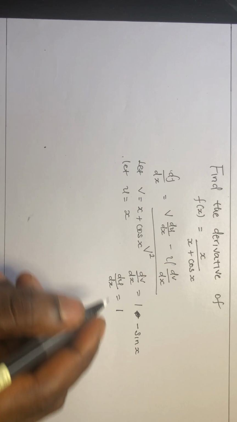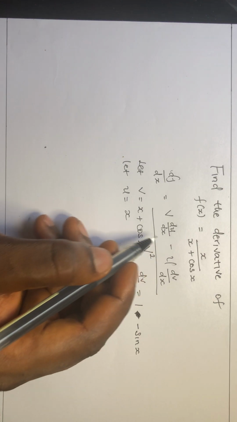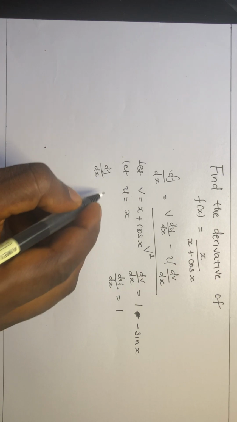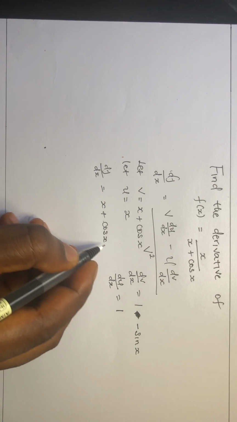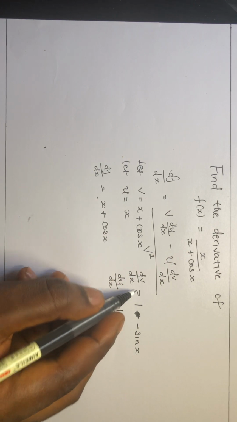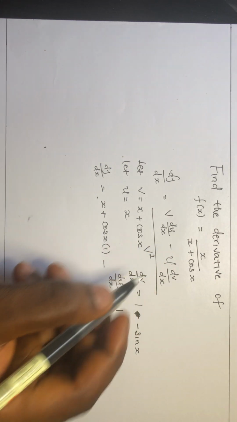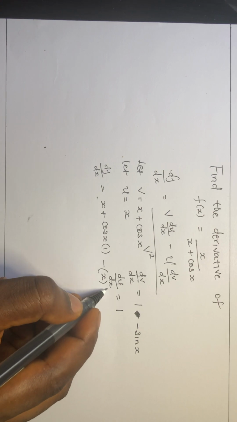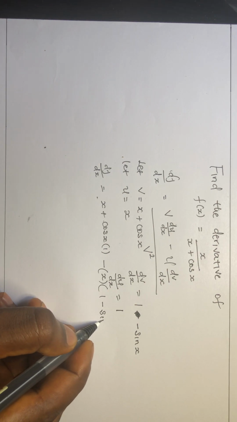And going forward, we then have to substitute everything we have here into our main formula. So we have that dy/dx will be equal to, we'll have v to be x plus cos x, and then we have du/dx to be equal to 1. Then minus u, we'll have u to be x, and then we also have dv/dx to be 1 minus sine x.